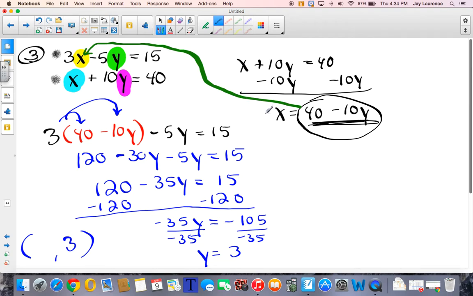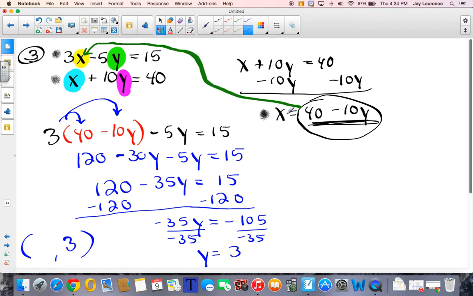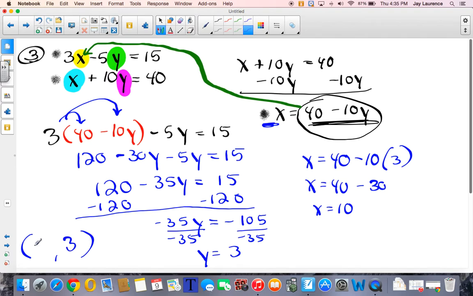All right, or I could even use this one because this x plus 10y equals 40 and this x equals 40 minus 10y are the same equation. So I'm going to choose this one here because it's going to be easier to do. So I'm going to do x equals 40 minus 10. What was y? It was 3. So x equals 40 minus 30, and x equals 10. And then there you go. They cross at 10, 3.